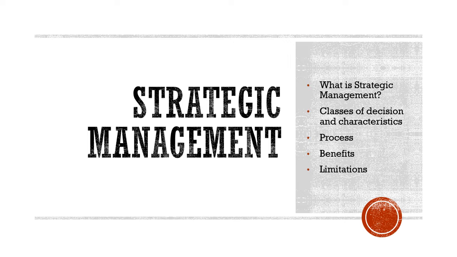Before we dive deep into the chapter, let's take a look at the syllabus or the topics that we are going to cover in this chapter. We begin with what exactly strategic management is, followed by the classes of decision involved in strategic management and the characteristics of each one of them. Then the process of strategic management, followed by the benefits and limitations.